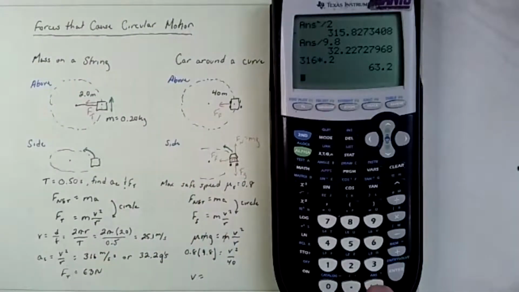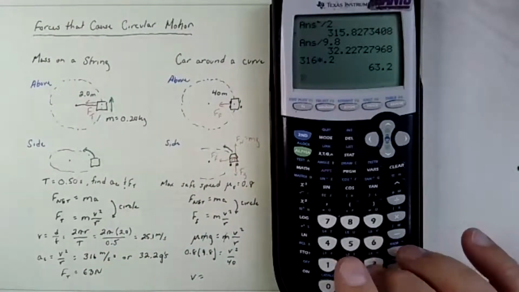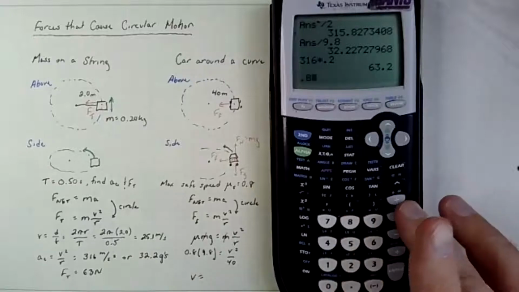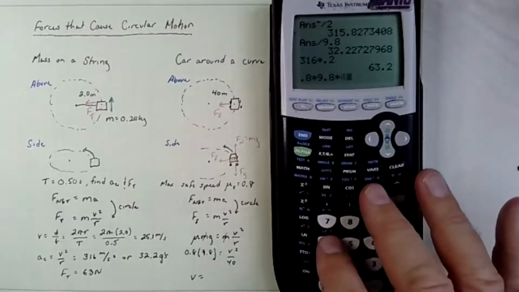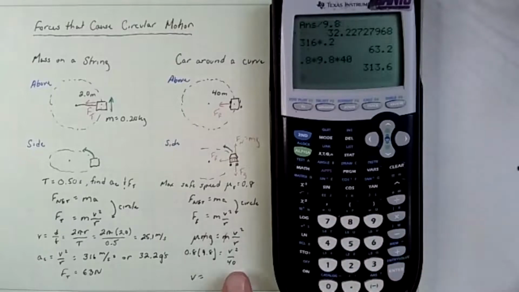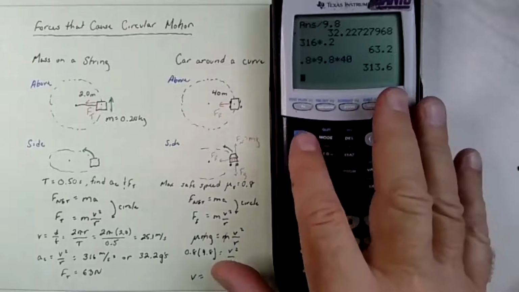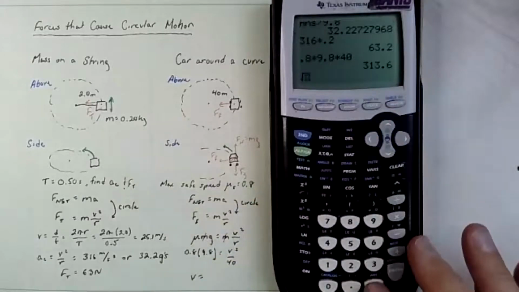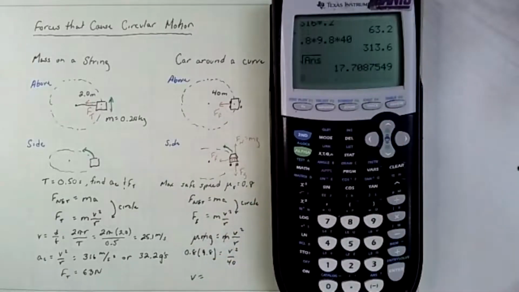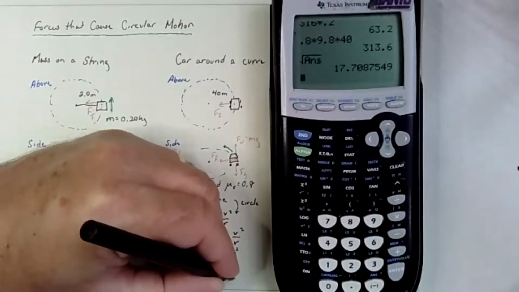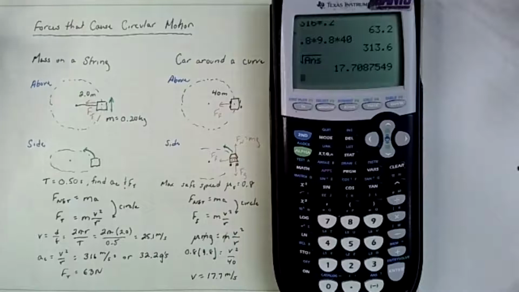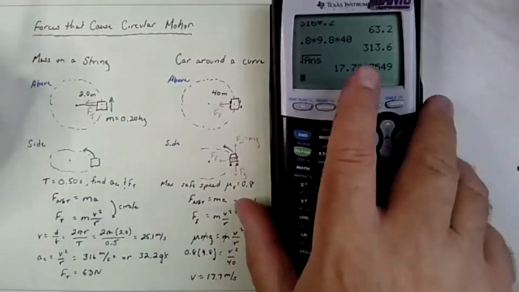What I'll do on my calculator is I'll say, okay, 0.8 times 9.8 times 40. Okay, now I need to take the square root of both sides. So square root times the answer. Okay, 17.7 meters per second is the max safe speed. Anything higher than that, then friction's not going to be able to keep you moving in a circle, and you wind up going in a straight line.